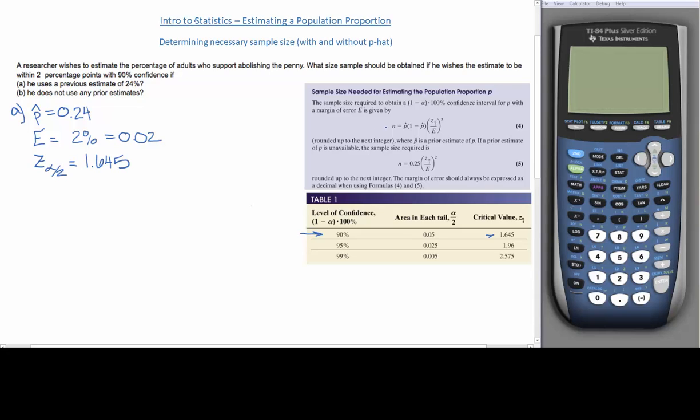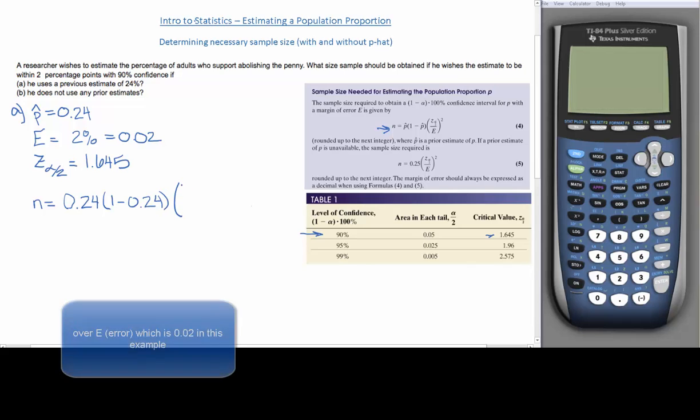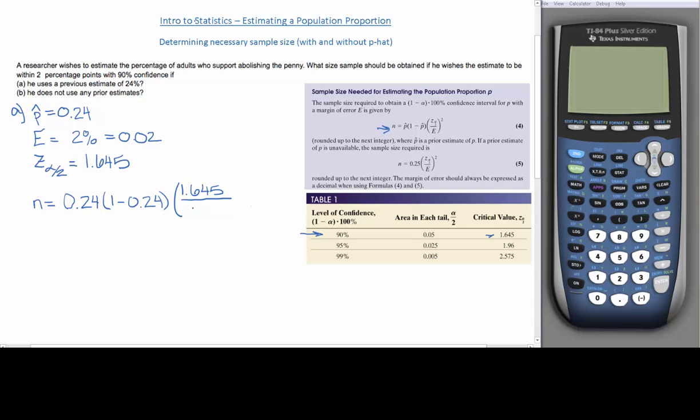Now, because we have p hat, whenever we look at these two formulas, we're going to use the first one for A because it has a p hat in it, and we have that information available. So n is going to be 0.24, our p hat, times 1 minus 0.24, so 1 minus p hat, times our z sub alpha over 2, which is 1.645, over E. So that's over 0.02, and then all of that is squared.